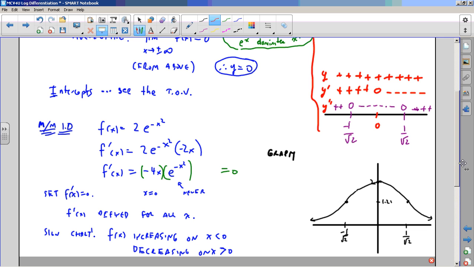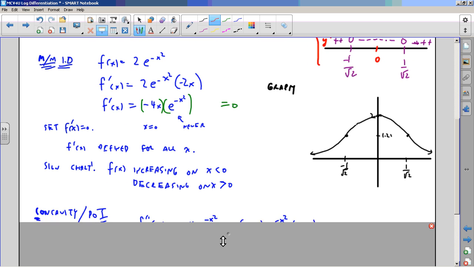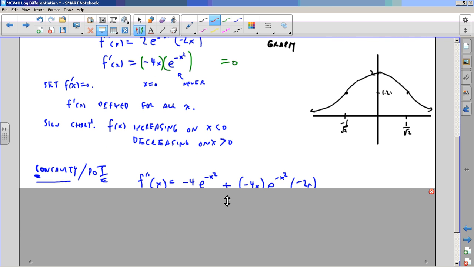Don't worry about the sketch yet. That'll come after we've painted the entire picture. So the rest of the picture is to look for the concavity and the points of inflection.